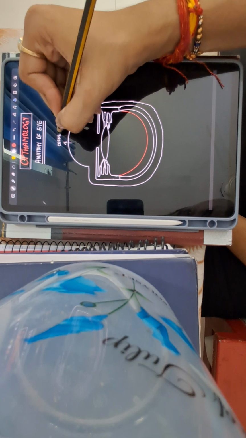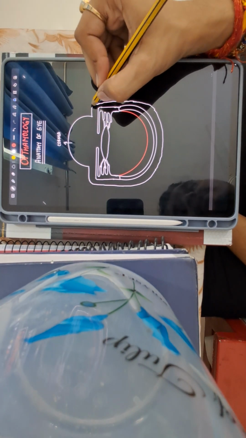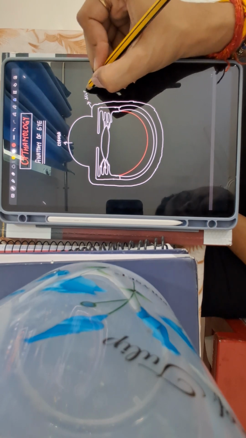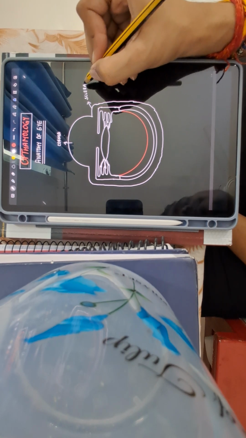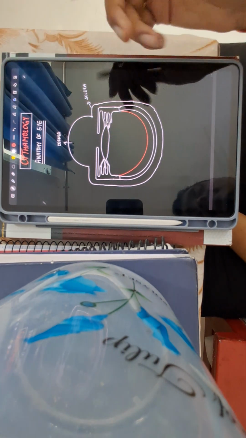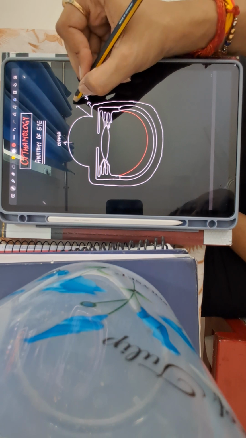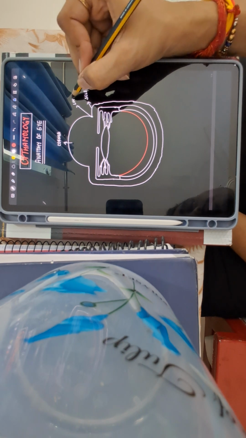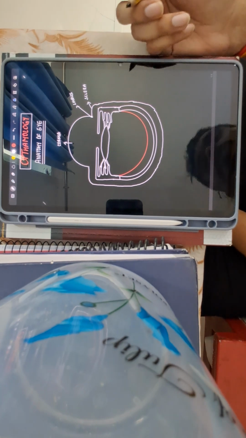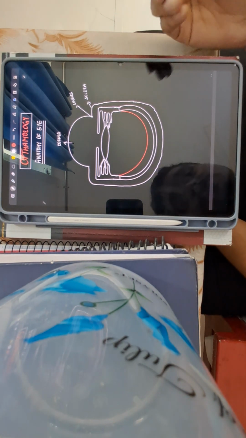And this is considered to be the sclera. And this junction that is present between the cornea and the sclera is considered to be the limbus. And that's how we can know these structures, of course.